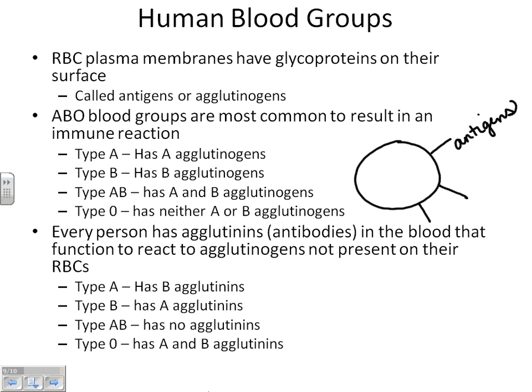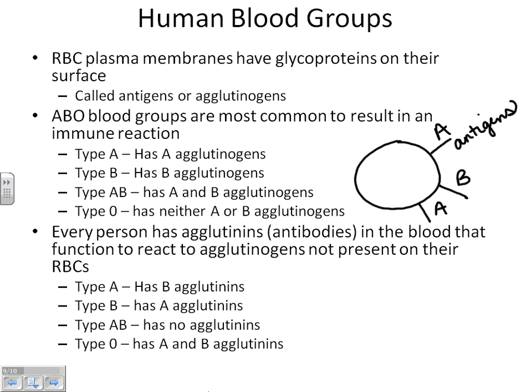You may have A antigens. You may have B antigens. You may have only A. You may have only B. You may have both. You may have neither. So I'm going to have to draw them all out for you to be able to see it. But A's and B's are some of your most common antigens on the surface.